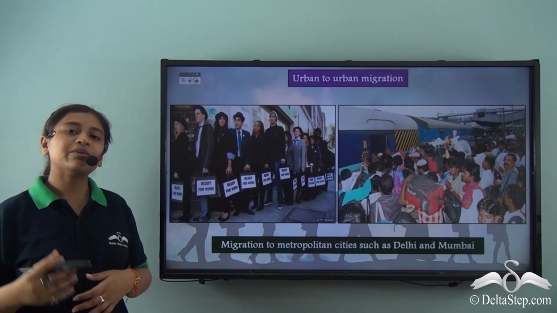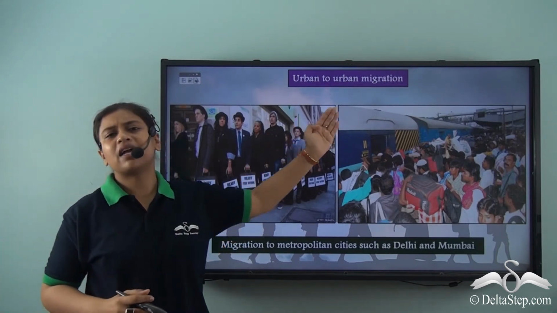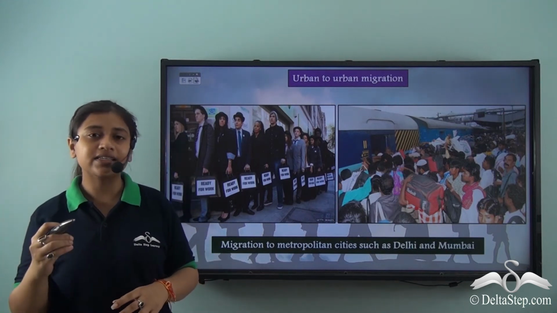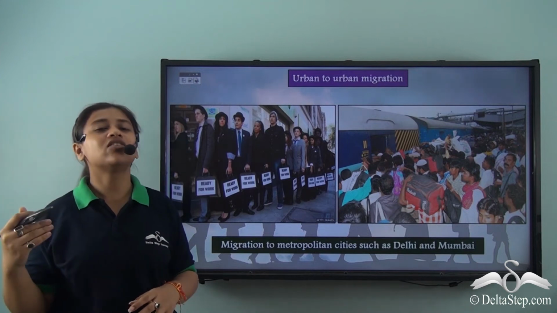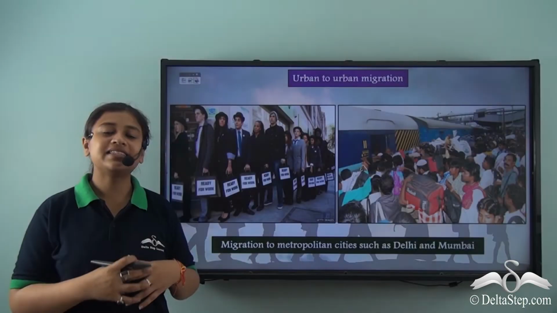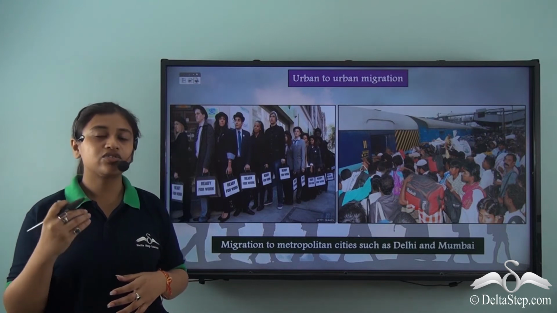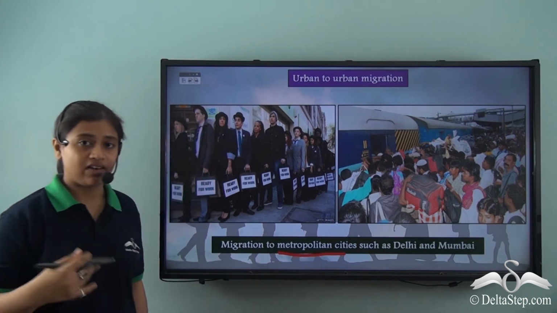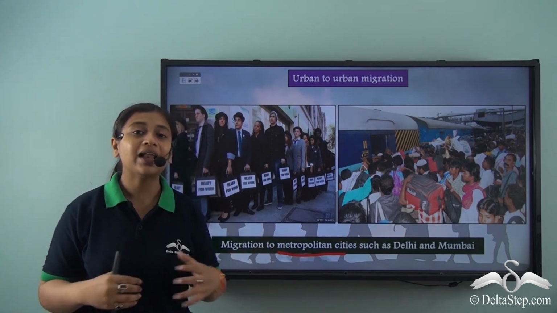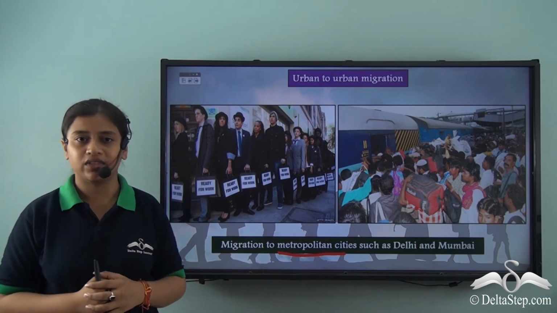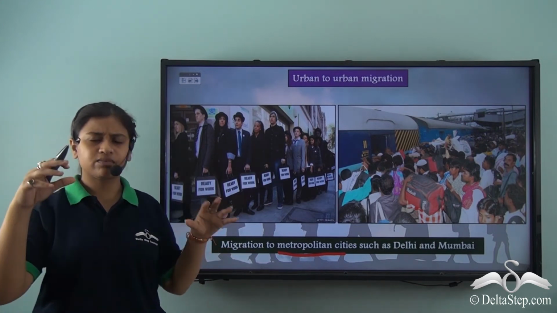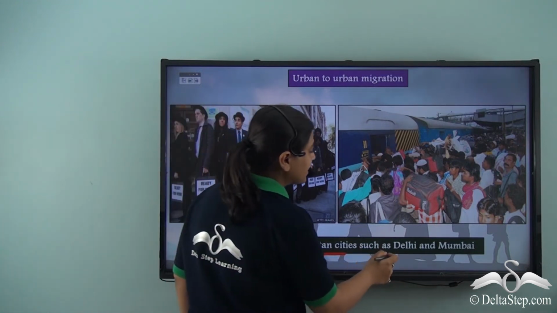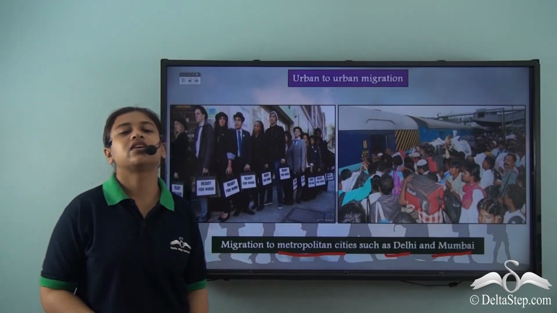Now, another type of internal migration is urban to urban migration. We have often seen that skilled laborers move from small cities to more advanced and technologically developed cities. In India, people tend to migrate to metropolitan cities. Metropolitan cities are very developed and have more jobs and better job opportunities for people, so they tend to migrate from small cities and towns to these metropolitan cities such as Delhi and Mumbai. And this is with regard to India.